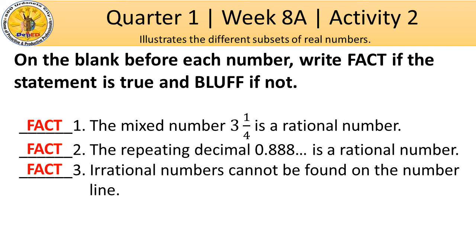If your answer in number 1 is fact, then you are correct because 3 and 1/4 is a rational number. Number 2, if your answer is fact, you are correct because 0.888 is a repeating decimal, which is a rational number. Number 3, if your answer is fact, you are correct because irrational numbers cannot be found on the number line.